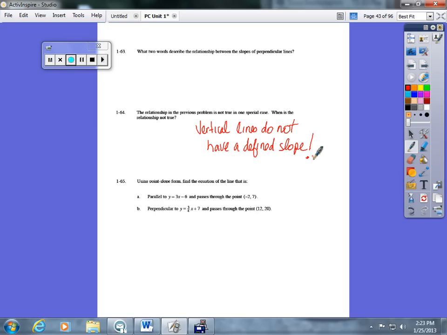Using point slope form, find the equation of the line that is parallel to 3x minus 6 and passes through the point (-2, 7). That's what makes point slope form so great, because parallel means same slope. So the only number I need here is the 3. This problem involves no work. y minus 7 equals 3 times x minus -2, which is plus 2. Done. Just like that.